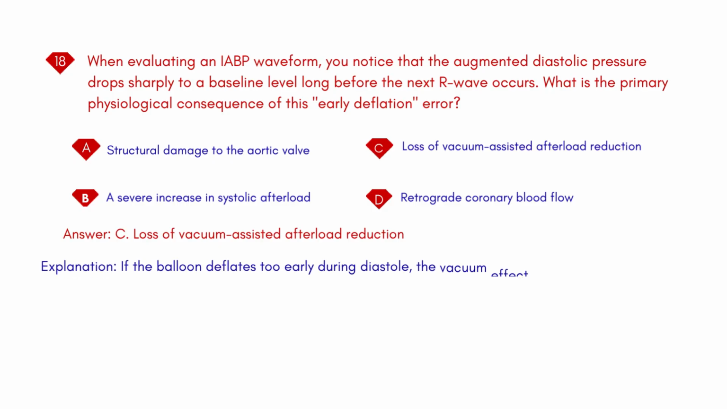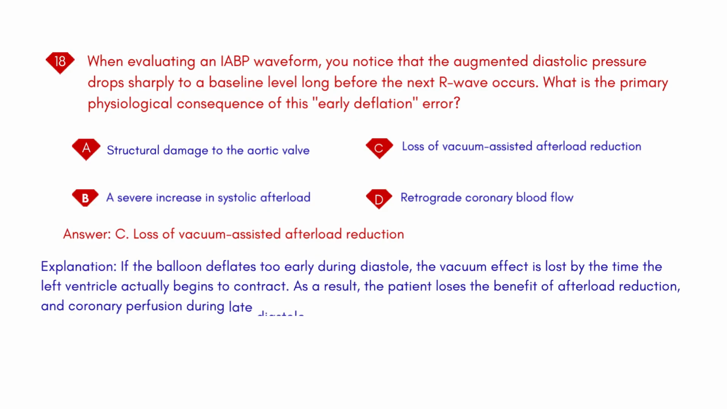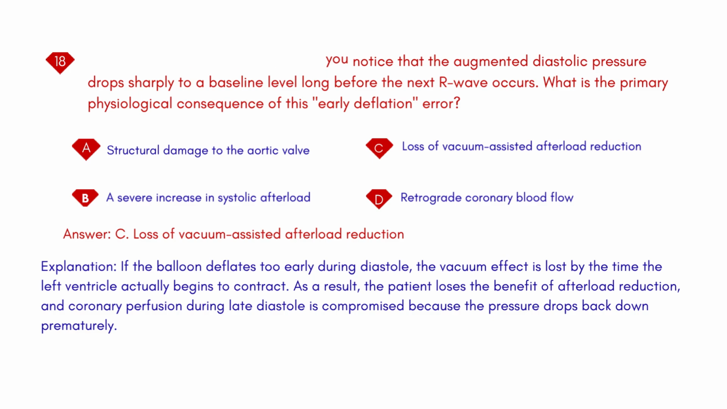Explanation: if the balloon deflates too early during diastole, the vacuum effect is lost by the time the left ventricle actually begins to contract. As a result, the patient loses the benefit of afterload reduction, and coronary perfusion during late diastole is compromised because the pressure drops back down prematurely.